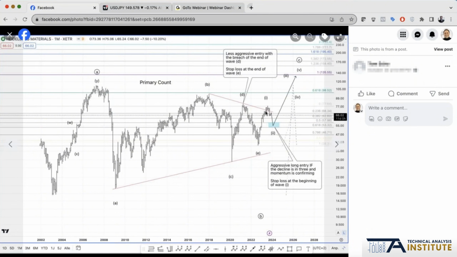Okay, so, but let's say that this is a 5-minute chart, doesn't really matter. What you're looking at here is an A, B, C, and you are looking to buy the B, and that's great. So you have here an aggressive long entry at the 62% approximately. If it is in 3, a momentum is confirming, couldn't be wiser. Congratulations on that. Stop loss at the beginning of wave 1. So in other words, wave E. That makes sense.